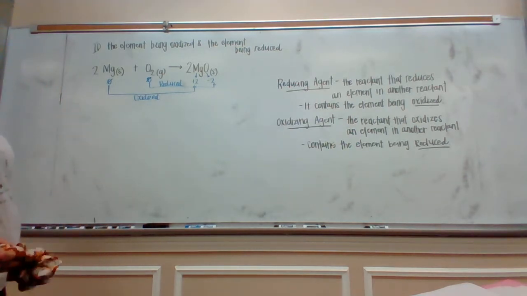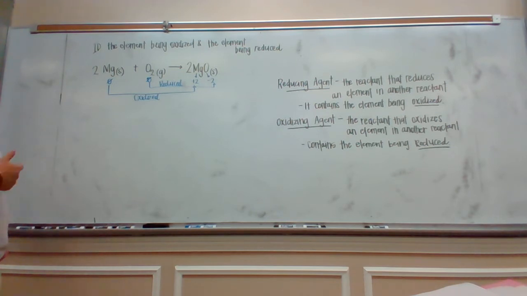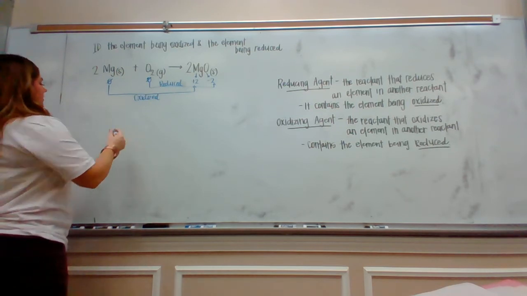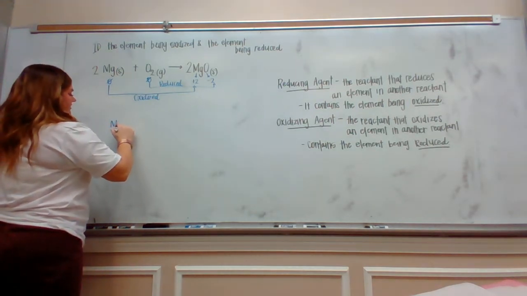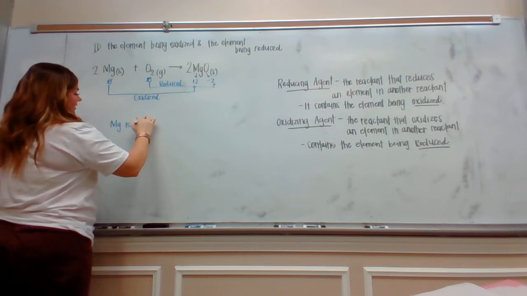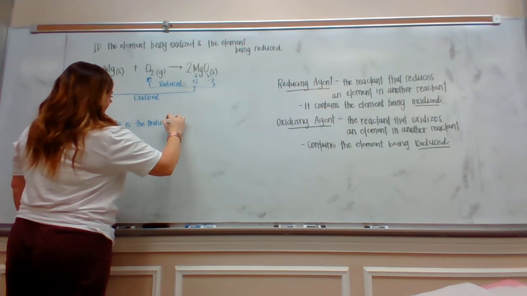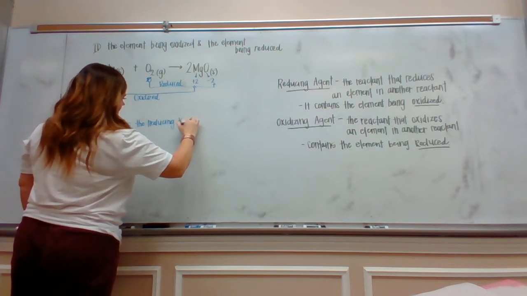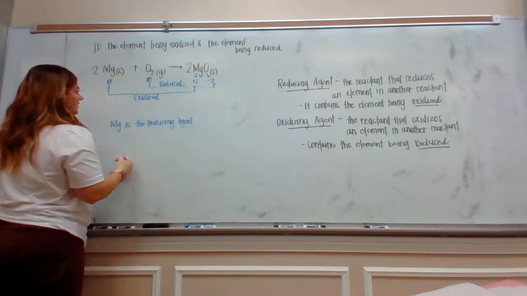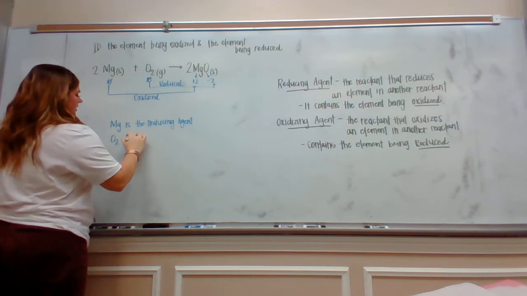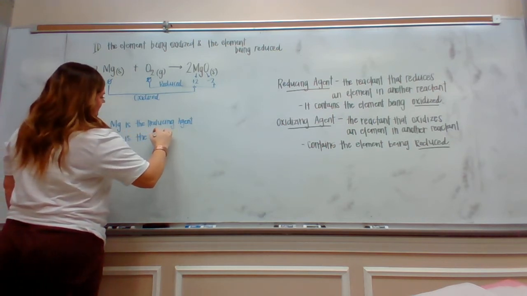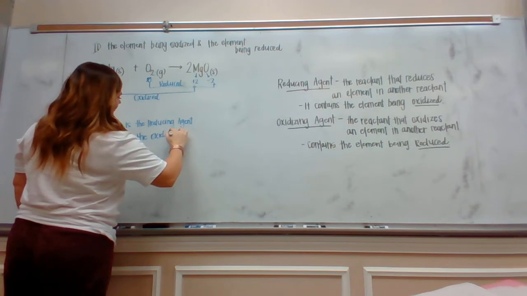Alright, so if we go back to this example, this one's pretty simple because both of our reactants are just a single element anyway. So Mg, because it's being oxidized, is the reducing agent. O2 is my oxidizing agent, since it is being reduced.